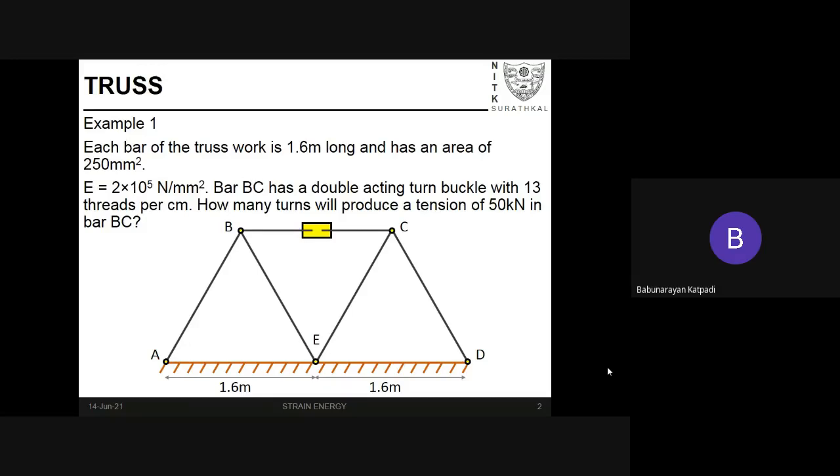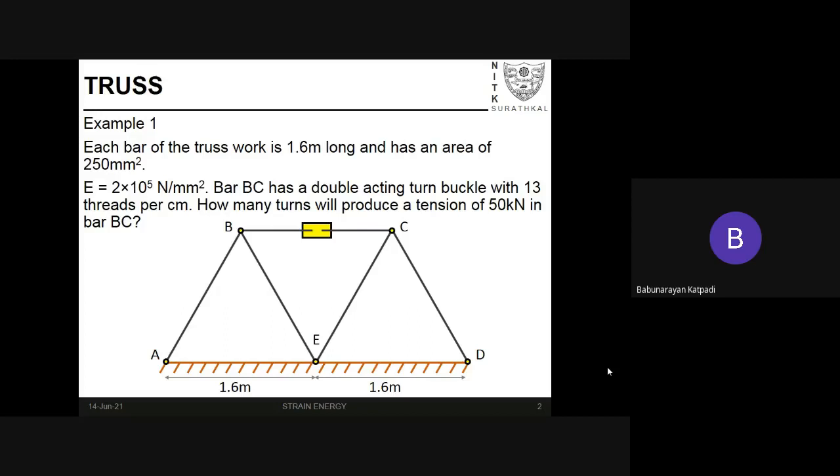Here we have an example of a truss work. You can see 1, 2, 3, 4, 5 bars of the truss, and we can see a turnbuckle in the bar BC at the center. Each bar of the truss has a length of about 1.6 meters. The inclination is 60 degrees and the lengths are the same, so it is triangulated, an equilateral triangle rather. Each bar has a length of 1.6 meters and the area is 250 millimeters squared. The Young's modulus of the material is 2 into 10 to the power of 5 newtons per millimeter squared.